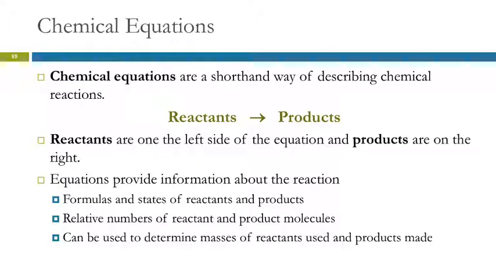In an equation, we're going to have the formulas for the reactants and products. We will often have their physical states, and we will have the relative numbers of molecules of reactants and products. This can be used to predict how much iron we're going to get from this particular iron ore, this compound containing iron. We'll do a chemical reaction. How much iron can we get out of it? So, very useful information.